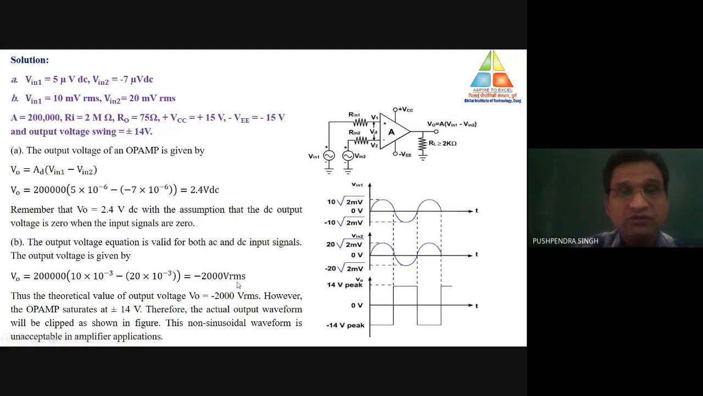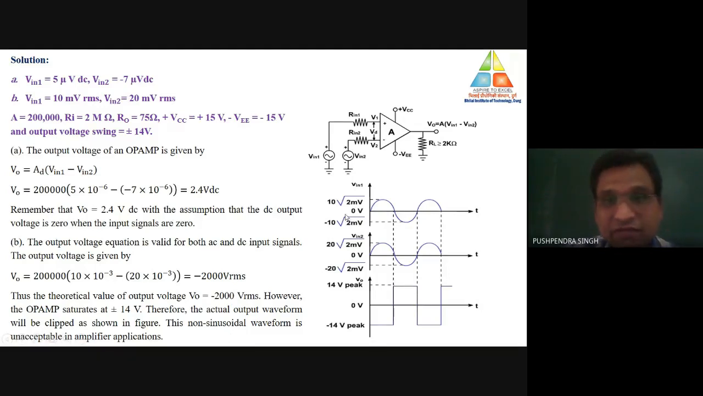Minus 2000 volt RMS. So what is the meaning of this? How much output voltage are we getting? 2000. So this is the waveform which represents the solution of part B. In part A, the output was DC, so we have not represented it here. But in part B, the signal is AC, and we want to represent how much output will be generated at the output terminal of the op-amp in case of an AC signal.